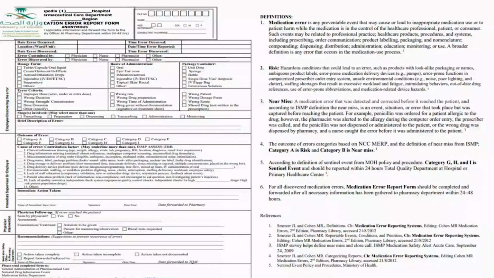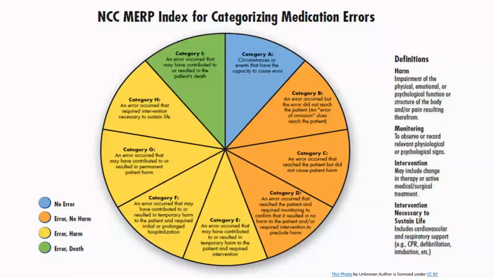These are the famous categories of medication error. You need to identify the outcome of the error. What is the meaning of category A? It is high risk, or B, near miss, C, error occurred, admitted to the hospital, or did not reach the patient, or something accordingly. You need to identify what the error is, and why, and fill in this form.